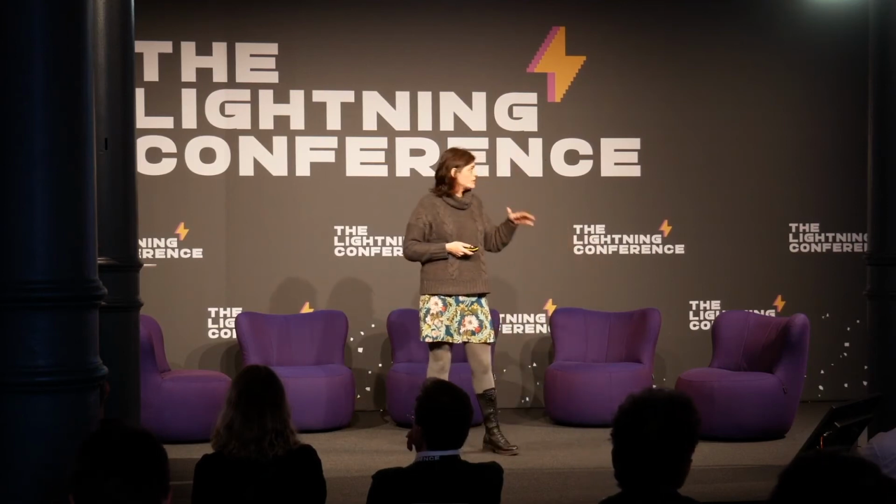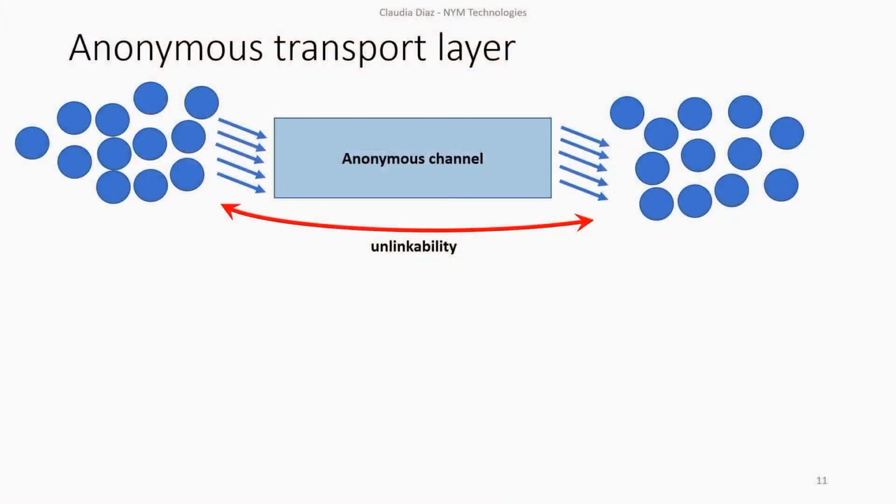All right, so what can we do? Is there a hope? Can we do something? So I have good and bad news here. One thing we can do is use an anonymous transport layer, and this was, I think, hinted at in the previous presentation as well. An anonymous transport layer offers anonymous channels that effectively have unlinkability between inputs and outputs.